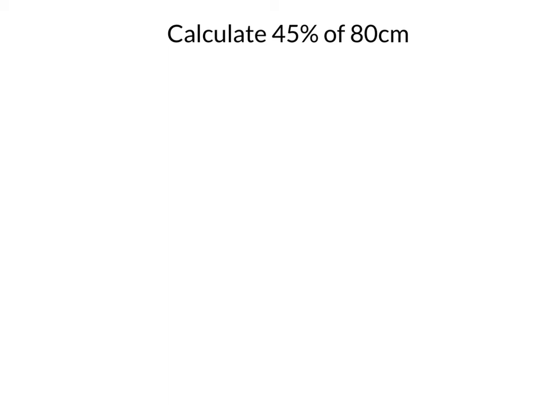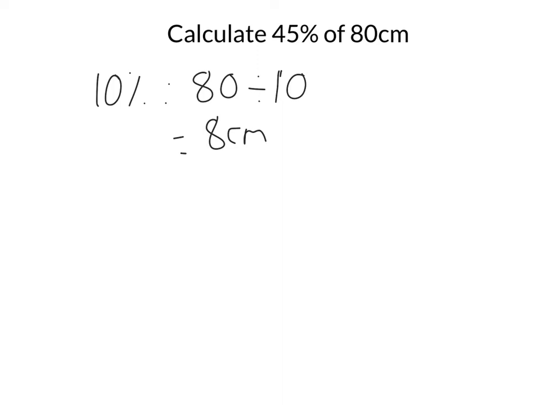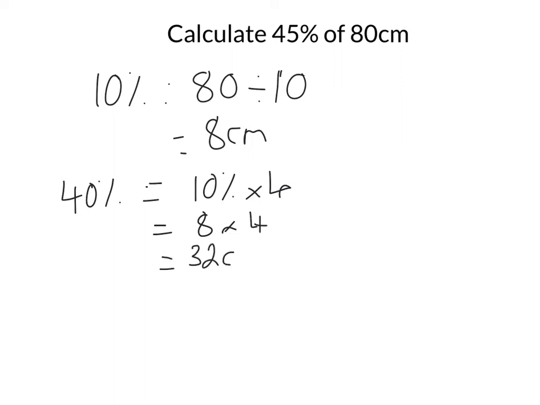So now we've got 45% of 80 centimeters. I'm just going to stick to one method from now on, and I'm going to stick to my preferred method. So to answer this question, I would calculate 10% first. So I would say 10% is going to be 80 divided by 10, which is equal to 8 centimeters. From that 10%, I can then find 40%. So 40% is going to be equivalent to my value for 10% multiplied by 4. I know my value for 10% is 8 centimeters. 8 times 4 is 32 centimeters.